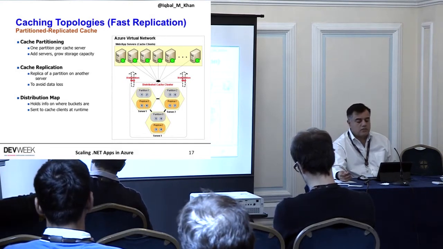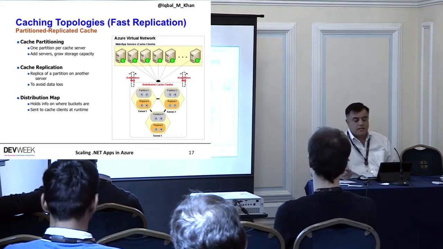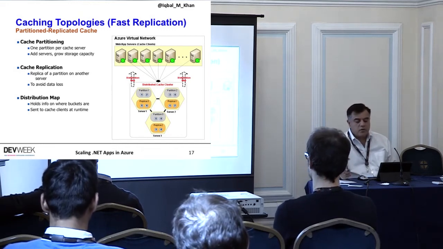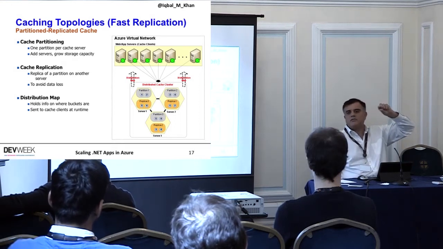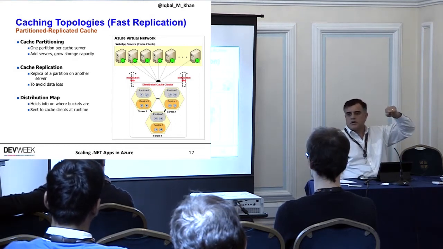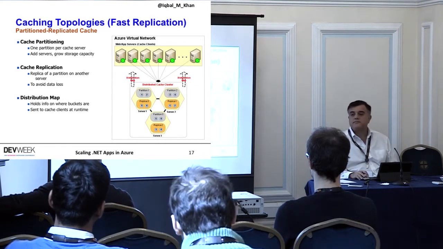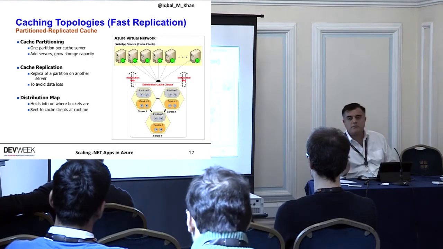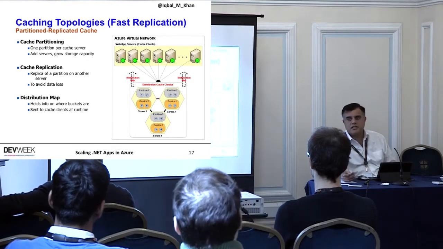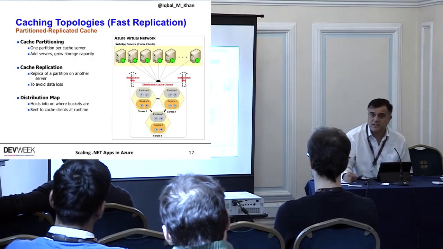So every partition has multiple buckets. And that information about which partition has which buckets, and which bucket is mapped to which key value range, is what I'm calling a distribution map. Distribution map is information that has to be propagated to the clients, or at the minimum, it has to be propagated within the cluster.